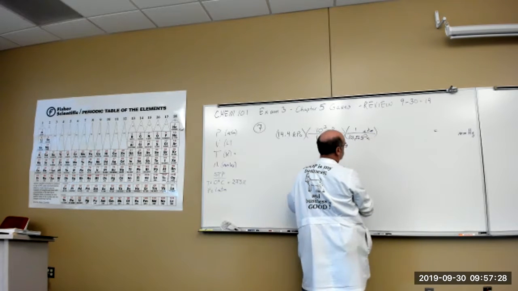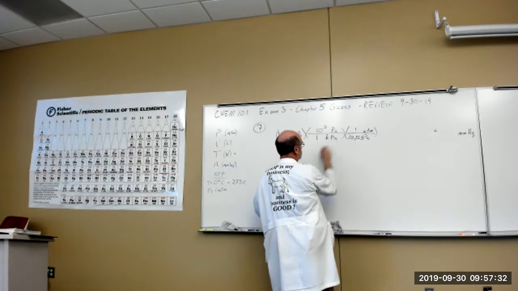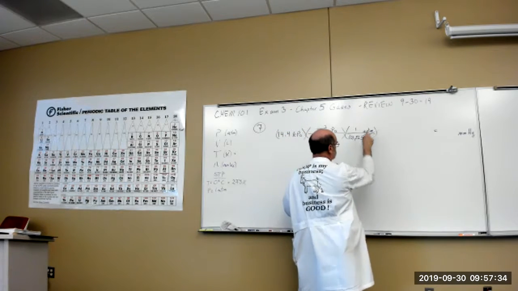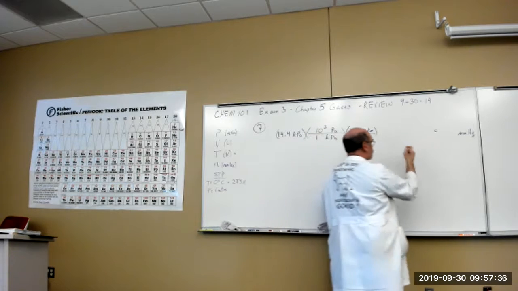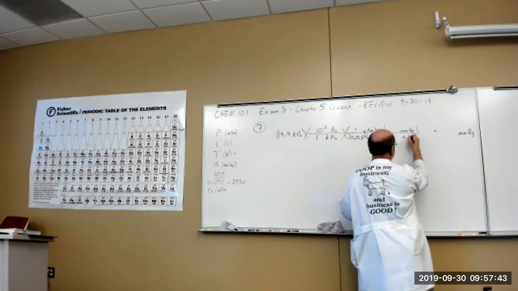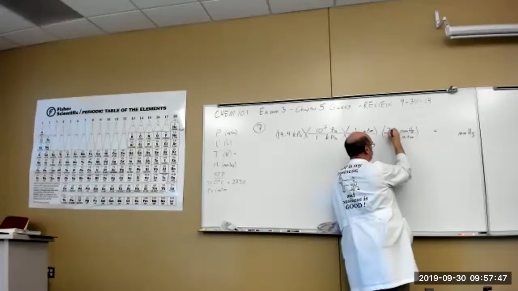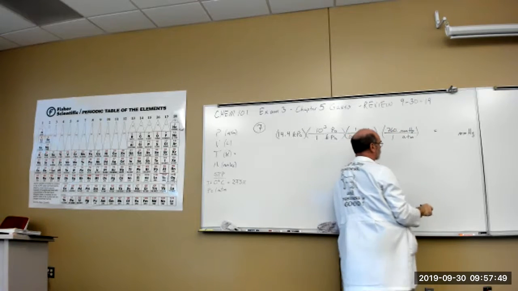101,325. Okay? So we've canceled kilopascals. Now we cancel pascals, leaves us with atmospheres. And now we go to millimeters of mercury from atmospheres. So what's the conversion there? 760. Right. 760 millimeters of mercury.